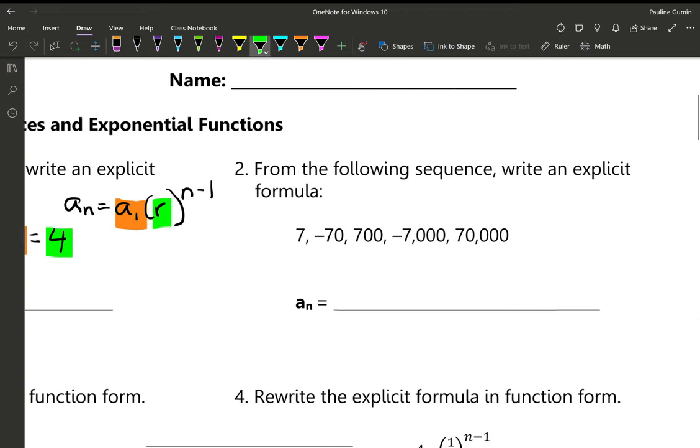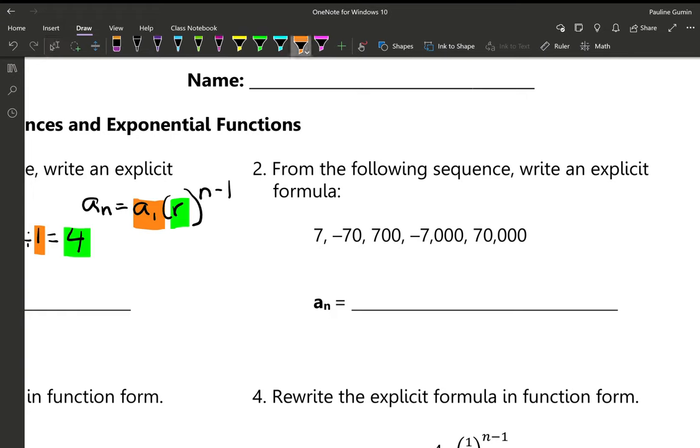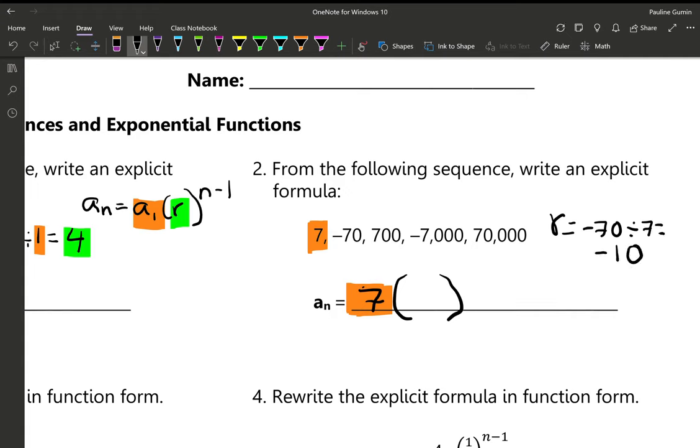Same idea for number 2. So a_1 is our first term. Our first term is 7. Next, I need to find r. To find r, I do second term divided by first term. I don't really have room here. I'm going to write it right there. Negative 10. So I did negative 70 divided by 7, and I got negative 10. So that's our r. And n minus 1 is its power.